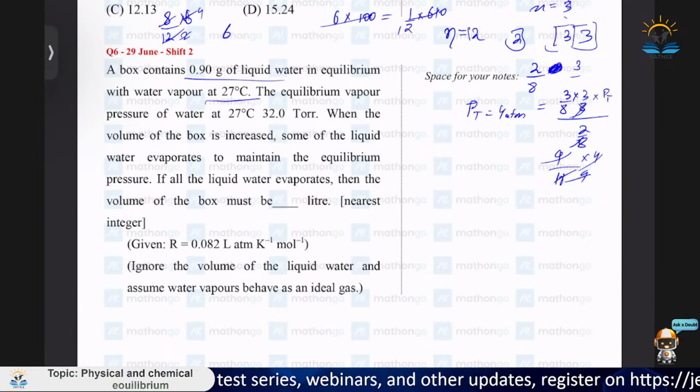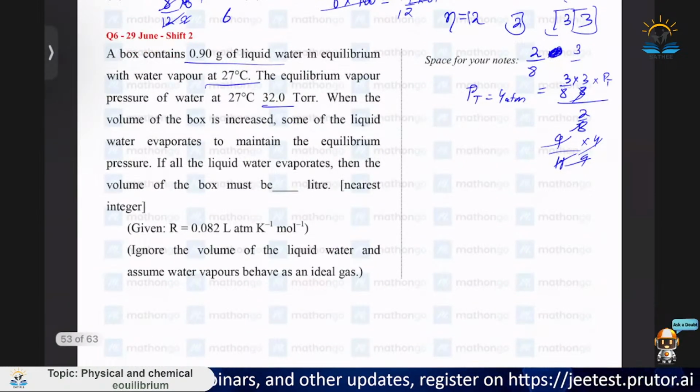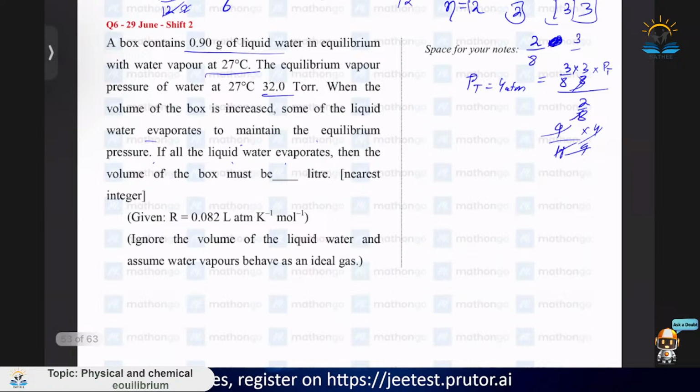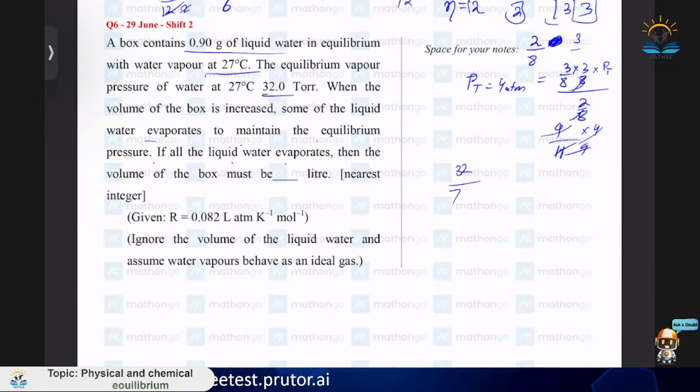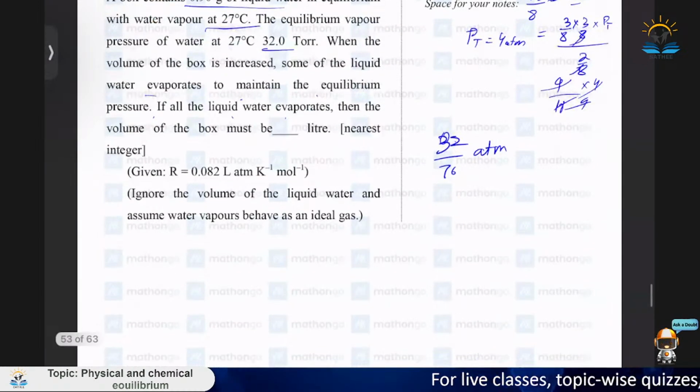Temperature has been given and pressure has been given as 32 torr. The volume of the box is increased. Some liquid evaporates to maintain equilibrium pressure. If all the liquid water evaporates, then the volume of the box must be? So the equilibrium pressure of water is 32 torr. It's 32 upon 76 atm. Sorry, 32 upon 76 atm they have given as the equilibrium pressure of water.